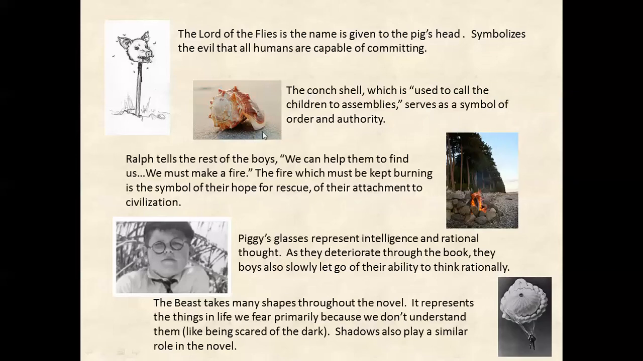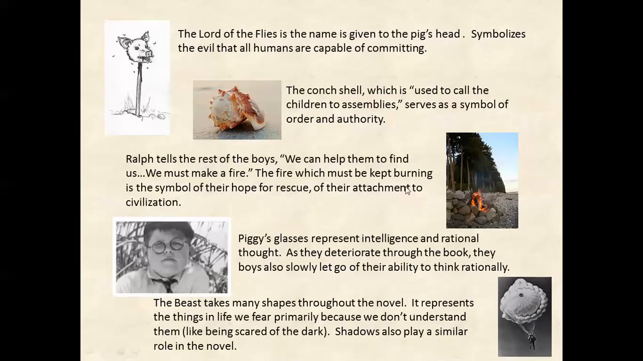Down here we have a picture of the conch shell, which is one of the more obvious symbols in the book. It is the thing which calls all of the boys together. So it serves as a symbol of order and authority. You know, you have to hold the conch in order to speak. It's one of the things that is used to establish rules and laws, and it's also the thing that establishes Ralph as the chief. They basically only elect him chief because he was the one who had the conch.